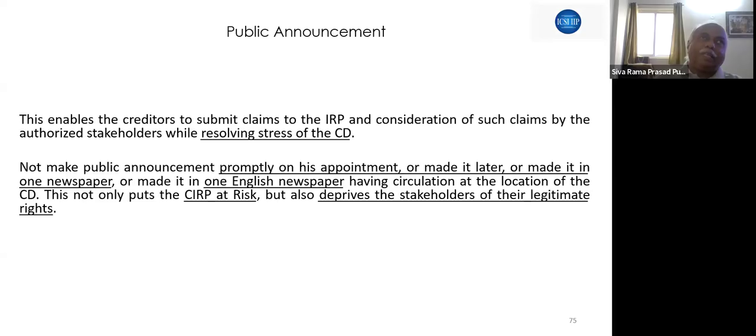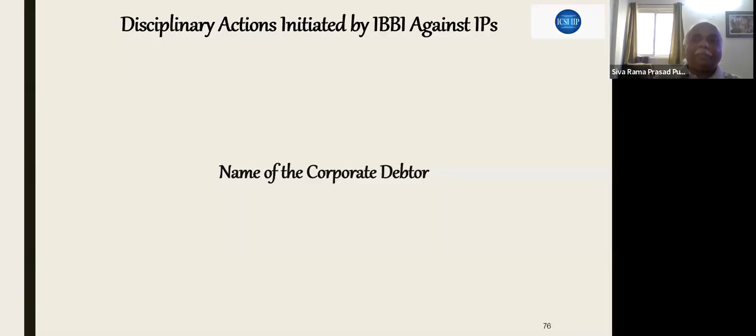Some of the IRPs are not following even this strictly. They do not make the public announcement promptly on their appointment, or make it later, or make it in only one newspaper, or only in an English newspaper having circulation at the location of the city. This not only puts the CIRP at risk, but also deprives the stakeholders of their legitimate rights. This is happening. This is the IBBI version.